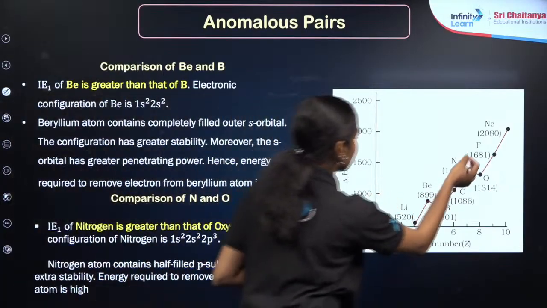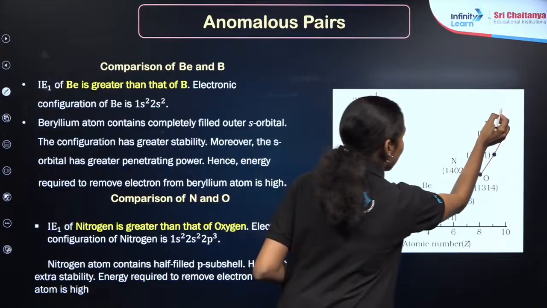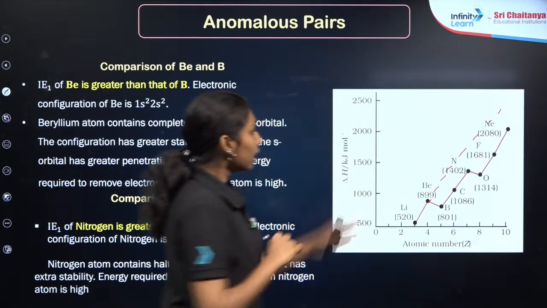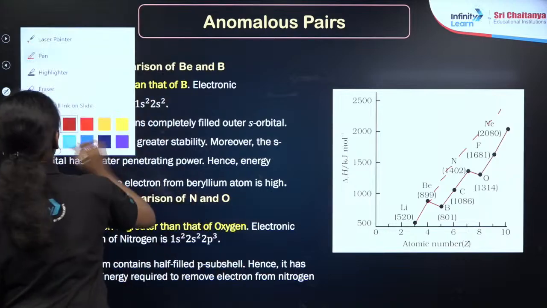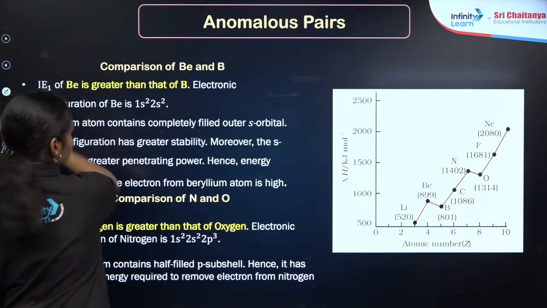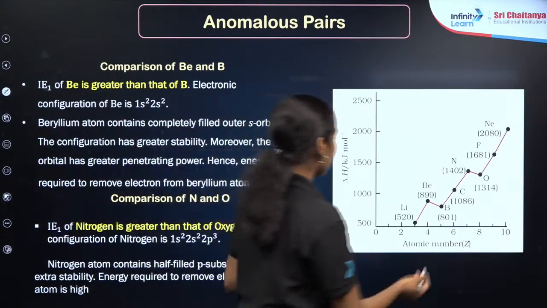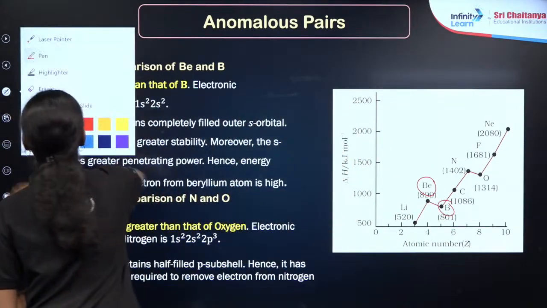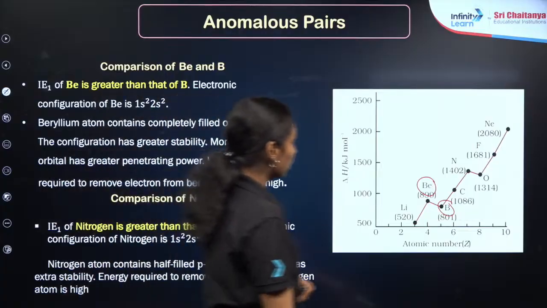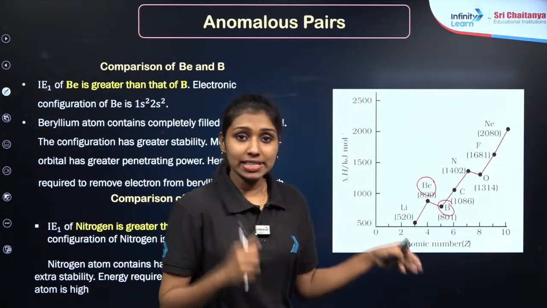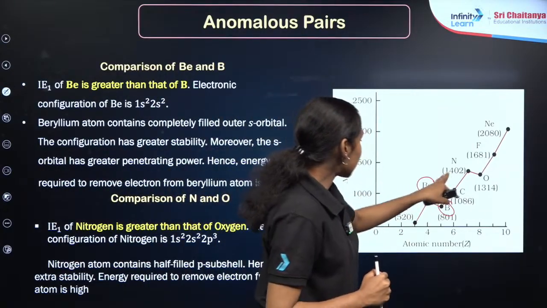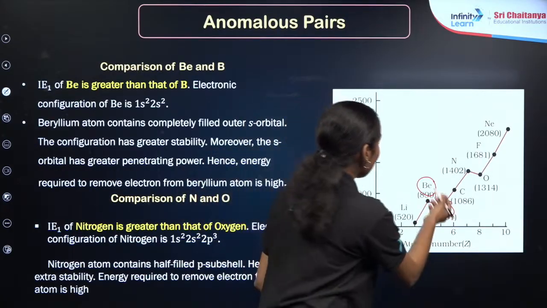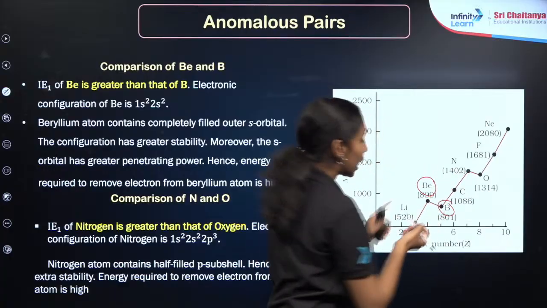There should be a gradual increase, which means the graph should go like this, a straight line. But as you can see here, there are some differences, from beryllium to boron. What will happen in the case of beryllium to boron? According to our general trend, it should increase, right? From beryllium to boron, there should be an increase in the ionization energy. But here you can see that beryllium has a higher ionization energy than boron.